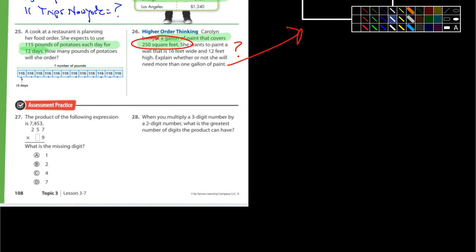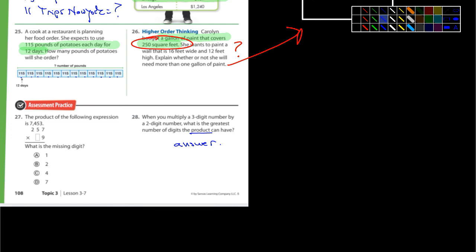27. Product of the following expression. What's the missing digit? Yeah, you can do 27. 28. When you multiply a 3-digit number by a 2-digit number, what is the greatest number of digits the product can have? Well, the product they're talking about means the answer.